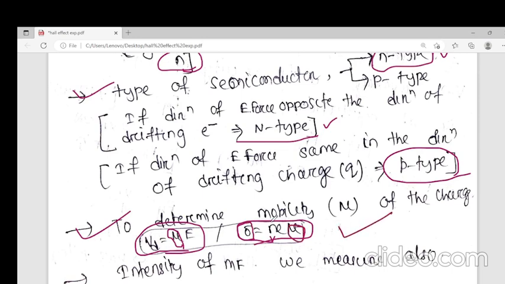Okay, and the next application is that we can also measure the intensity of the magnetic field. That means the magnetic field which we are taking for our experiment, we can also measure its intensity. Okay, so these are the applications of the Hall effect.